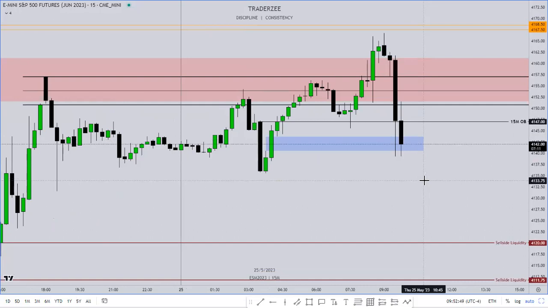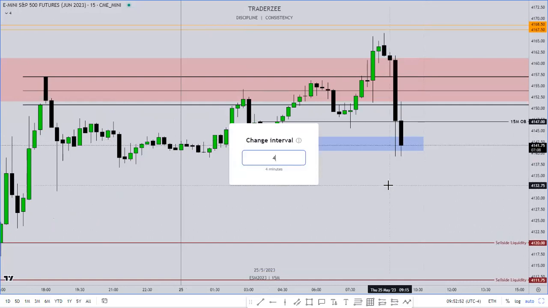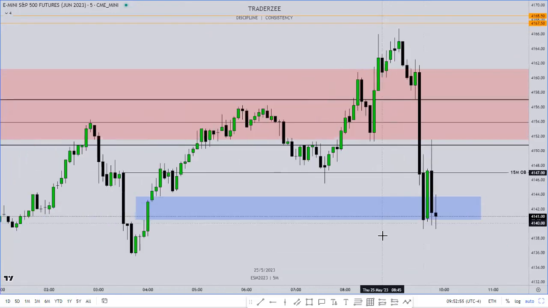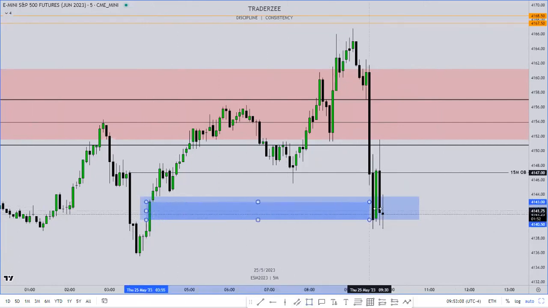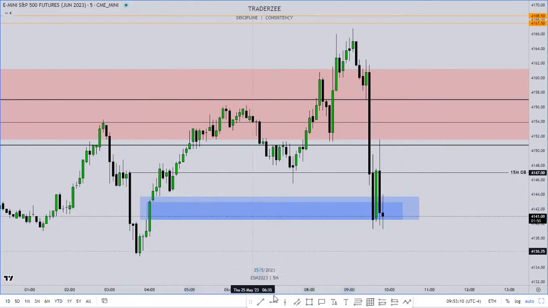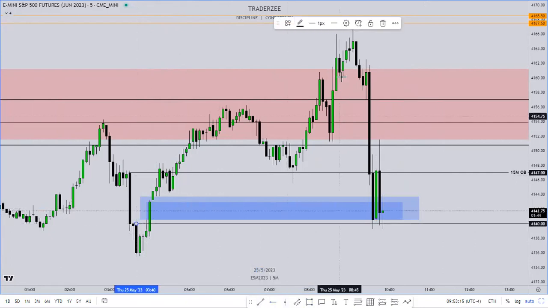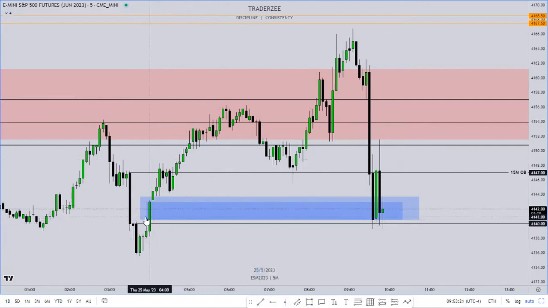Let's go to the 5. Here, what I'm seeing is it's respecting. Look, on the 5-minute, we have a refined fair value gap, this one. And on the 5-minute, we have a refined order block, this one, this candle. So see on the 5-minute, the refined fair value gap here, it's respecting. See the bodies. I'm watching that.